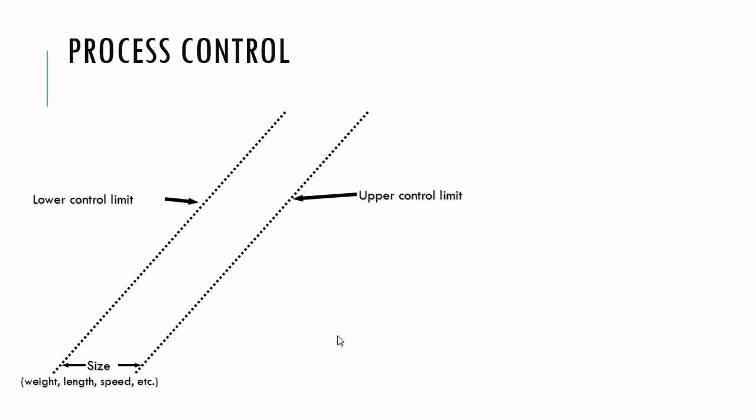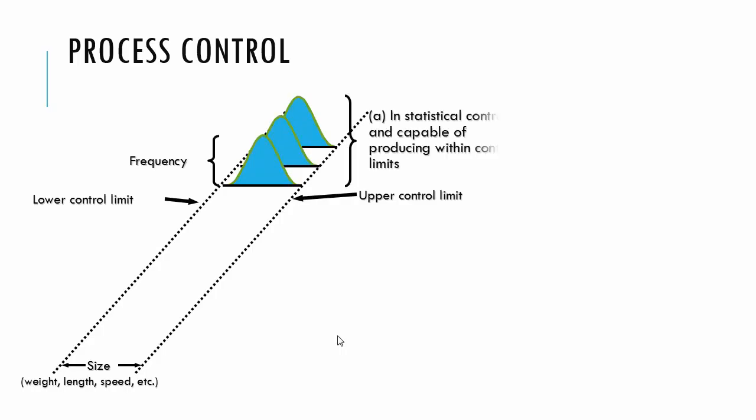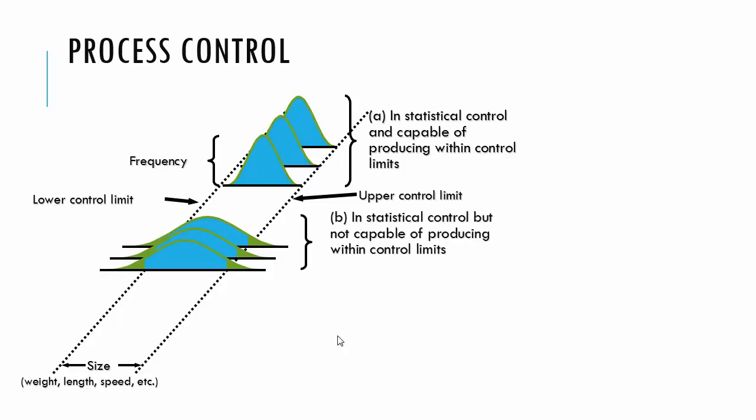In general, we can divide the possibilities of the results of process control into 3 categories. First is the process is in statistical process control, and we are capable of producing within the control chart limits. This is the best case scenario and the one we are hoping for. We'll come back to part B in a second.